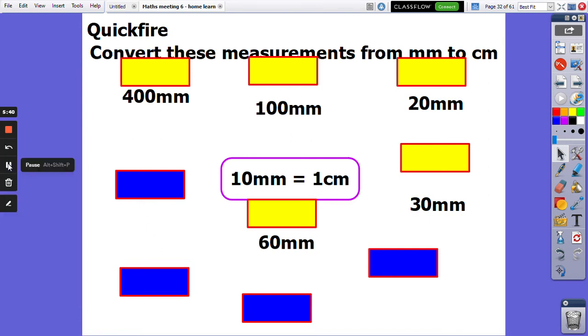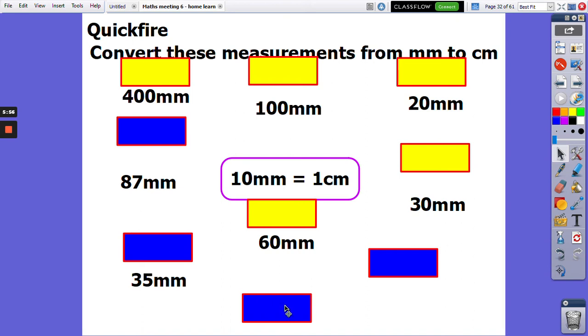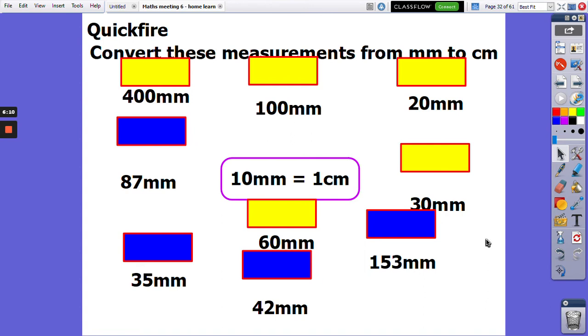You've got centimetres and millimetres in each measurement. Centimetres and millimetres. Ready? 8 centimetres, 7 millimetres. 3 centimetres, 5 millimetres. 4 centimetres, 2 millimetres. 15 centimetres, 3 millimetres. Did you shout all those out nice and loud? Well done if you did.